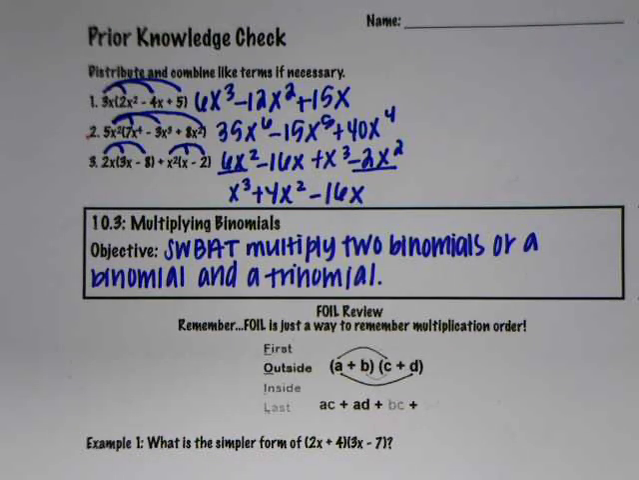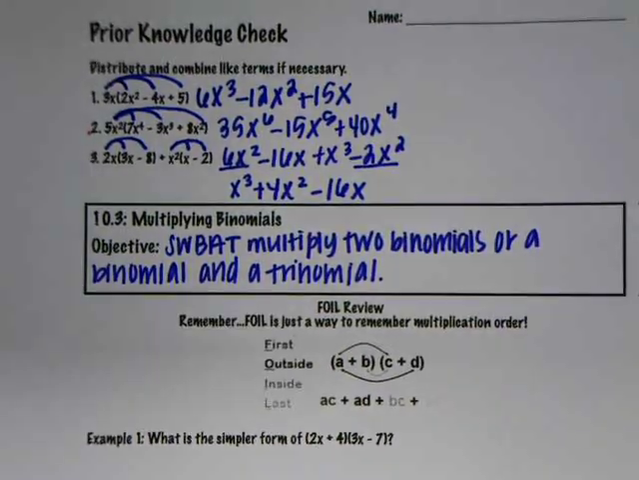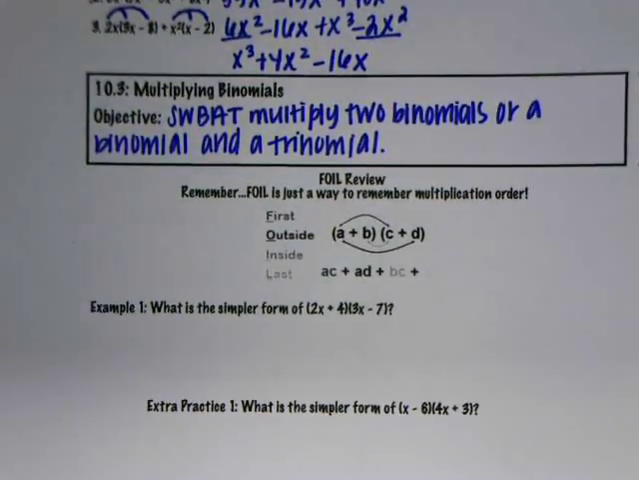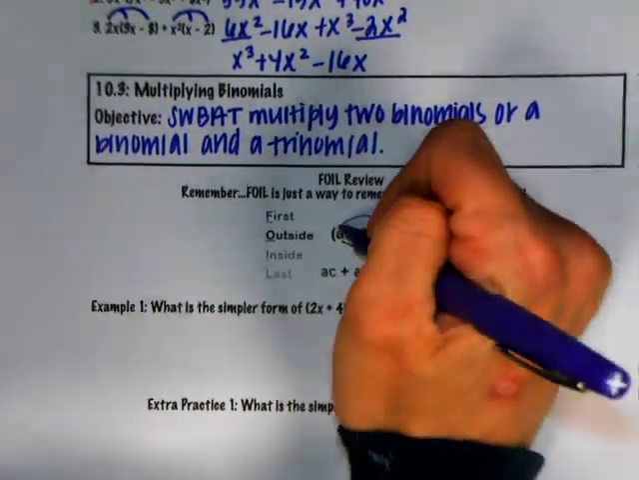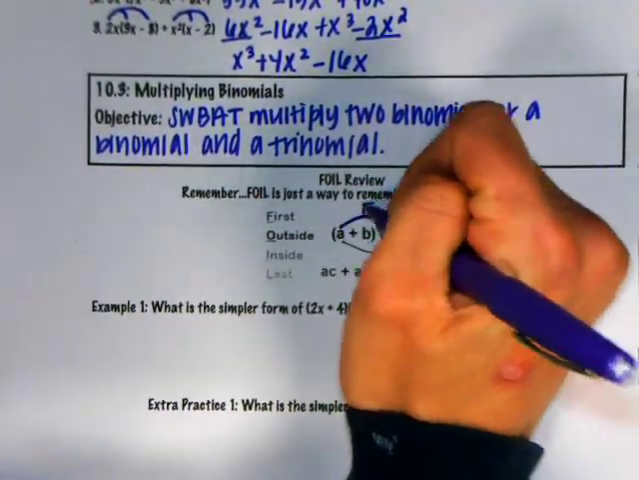So you guys actually already know how to do this. We've done this before. We've just done the hard version of it, and now we're going to do the easy version of it. Okay? So we're doing FOIL again. That's how you multiply 2 terms times 2 terms. So reminder, FOIL is just an acronym. First, outside, inside, last. First meaning the 2 first things in each parentheses. That would be the first.